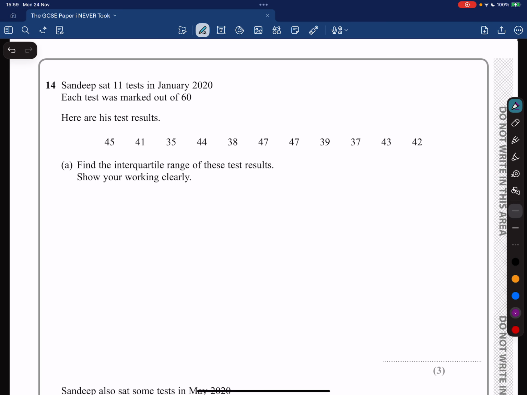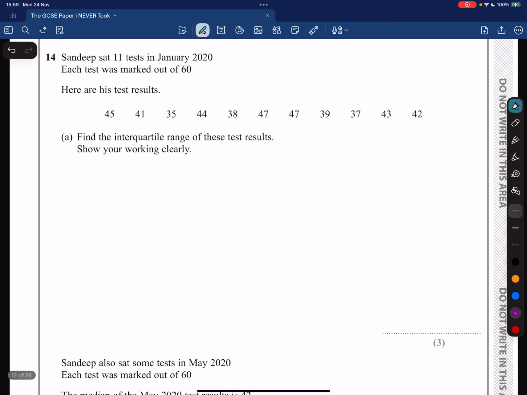Sandeep sat 11 tests in January 2020. That's funny because no one sat any exams in January 2020. Well, no, in January would have been, but it was May and June 2020.